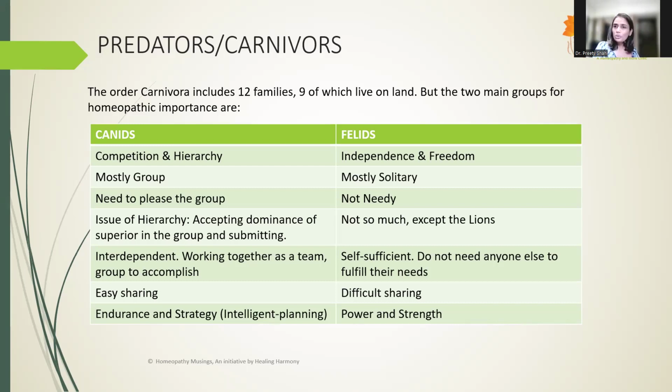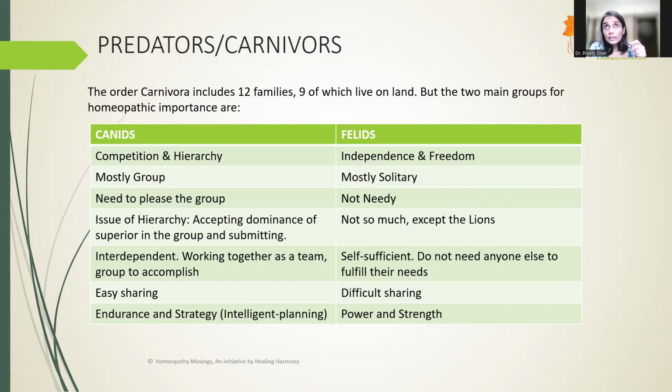It will be very easy for them to share things. If you see from a homeopathic standpoint, for example, the wolves are so responsible. They will take care of their wounded. They will take care of their elders in the group, somebody who's broken their leg or whatever. So they are very, very easy in sharing and doing things for each other. Felids are, in a way, less sharing, more selfish, for lack of a better word.